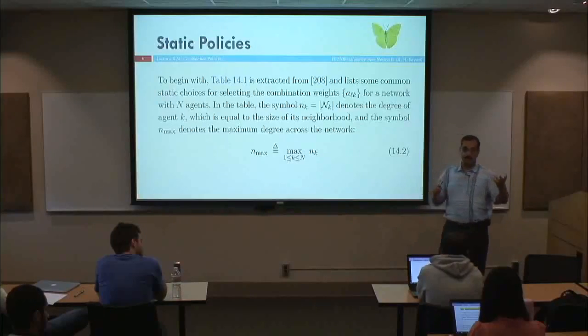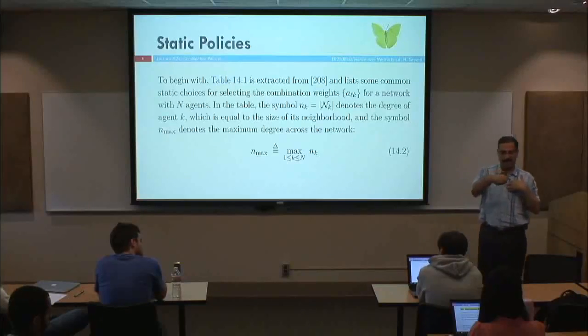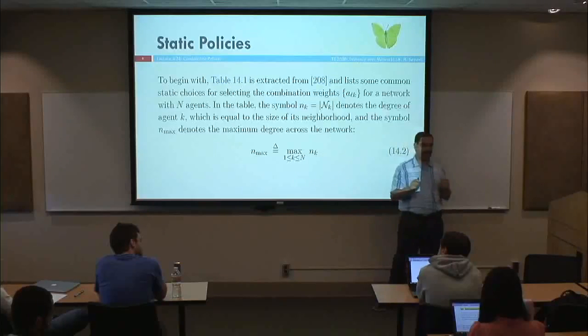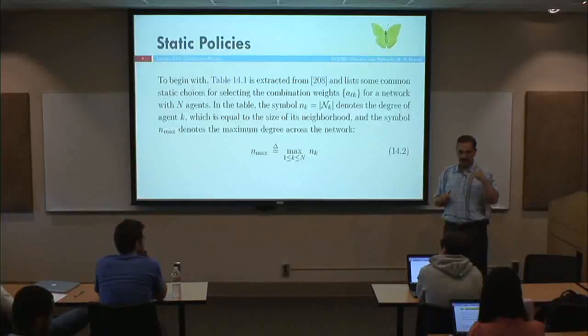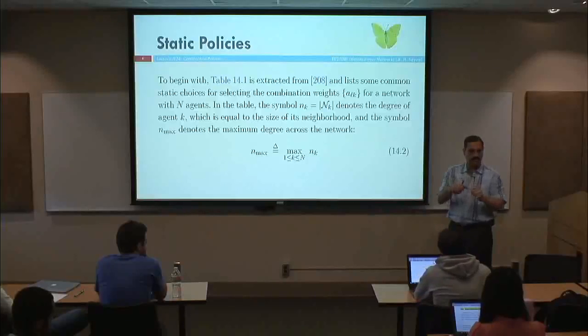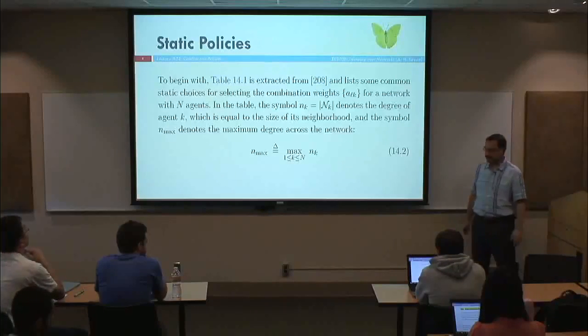The Metropolis rule: you have a degree, I have a degree. The degree is the number of neighbors we have. That's the NK here, the degree of agent K, how many neighbors agent K has. In the Metropolis rule, if he's my neighbor, to decide how much weight I assign to the link between us, I find out his NL and my NK, and 1 over the maximum of these 2 numbers becomes our weight. That's the Metropolis rule.